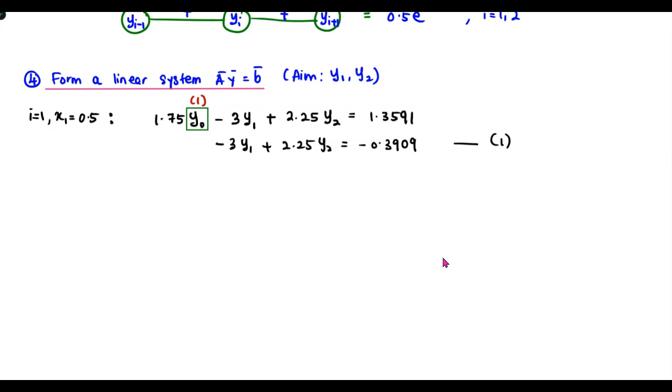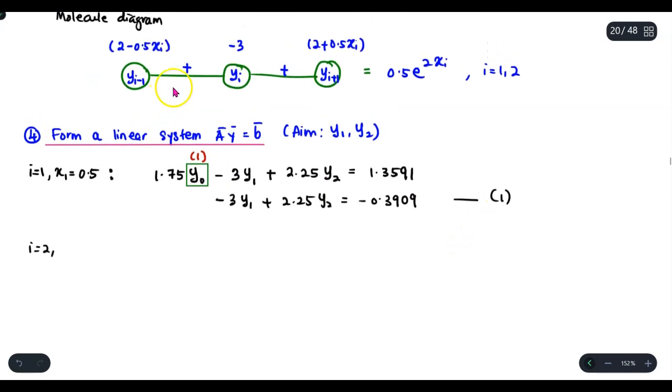Similarly, you will proceed with i equals 2, and you can see now, based on this molecule diagram, when i equals 2, this guy here will be y1, this is y2, and this guy here will be y3.